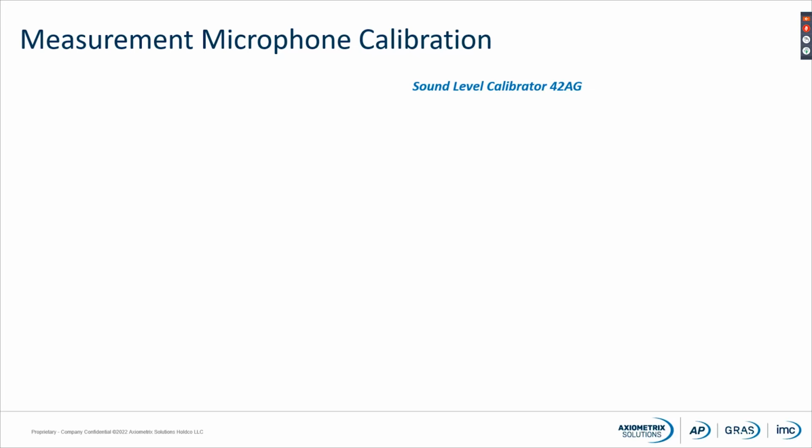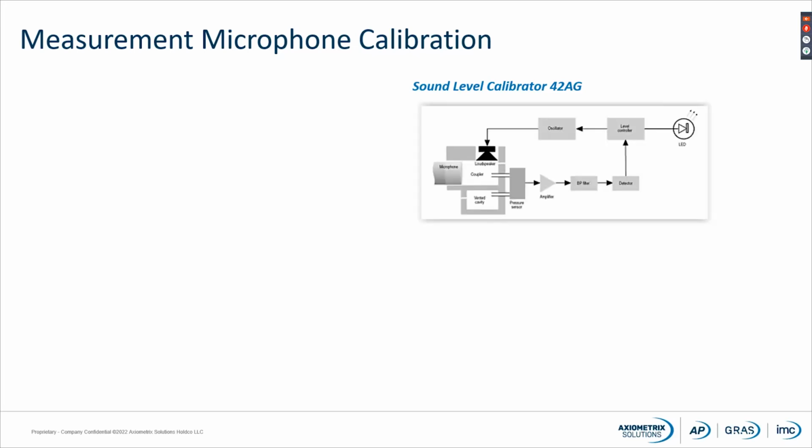We could also use a sound calibrator. So let's have a closer look at the sound level calibrator, like the Grass 42AG. The principle in a sound calibrator is that we have a little speaker, which will build up the correct sound level inside the coupler.